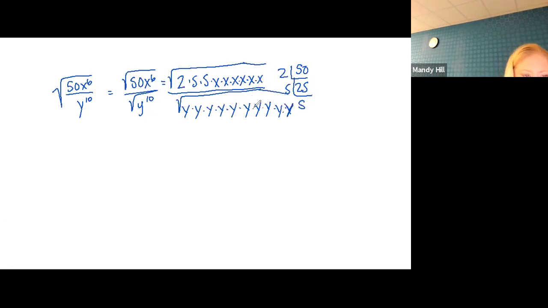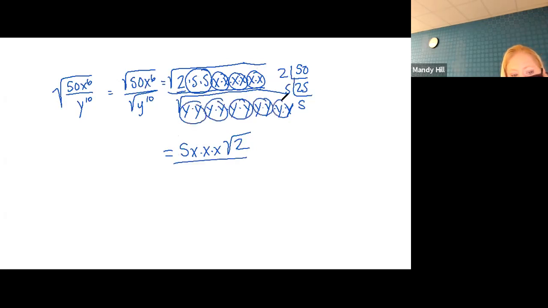So it looks to me like I have a pair of 5s and I have 3 pairs of x's. So that would be 5 times x times x times x. For each one of these, I have a pair, and this 2 is going to stay underneath. On the bottom, everything has a pair. So I would have 5 y's listed down here multiplied by each other.